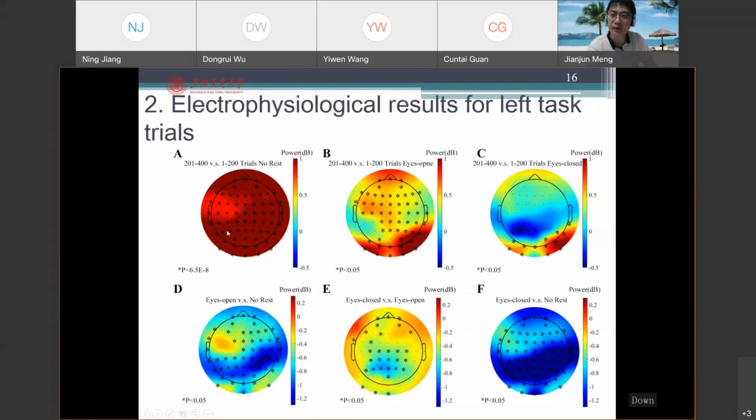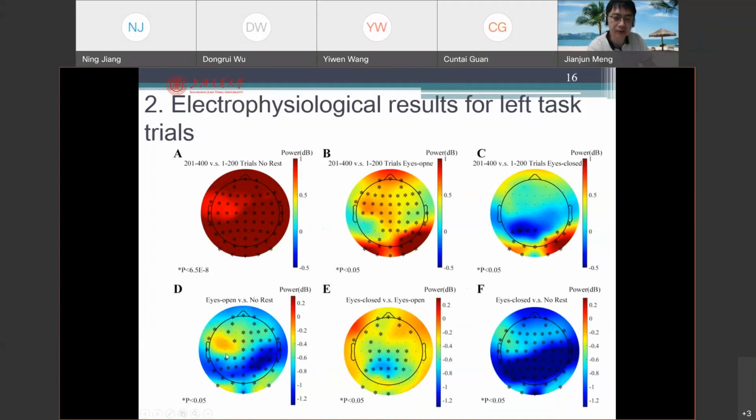This is the similar analysis for the left target task trials. And we also find the alpha band power variations for this left target task. For the first row, the results are similar to the right-hand target task. And the second row of this figure shows the variation difference between sessions. That means also contrasting the different sessions in the alpha band.